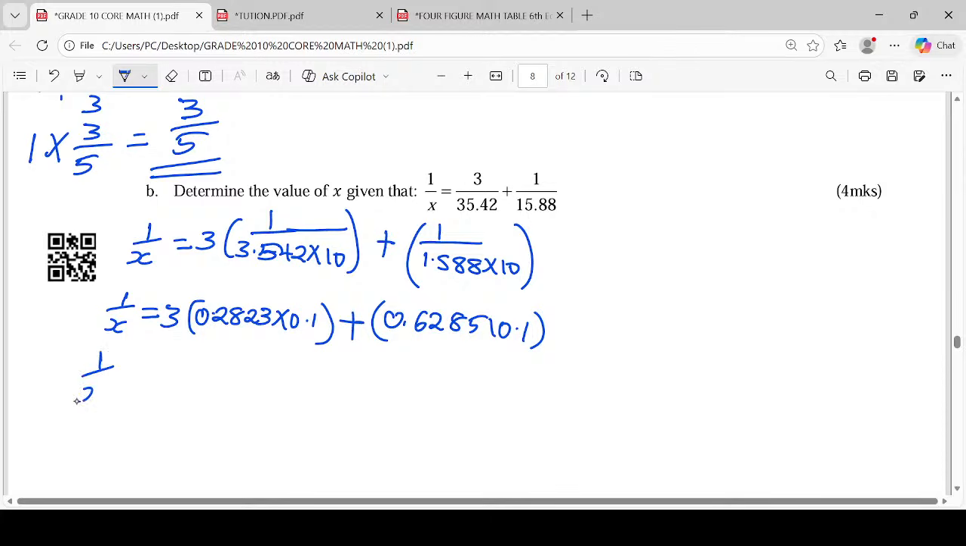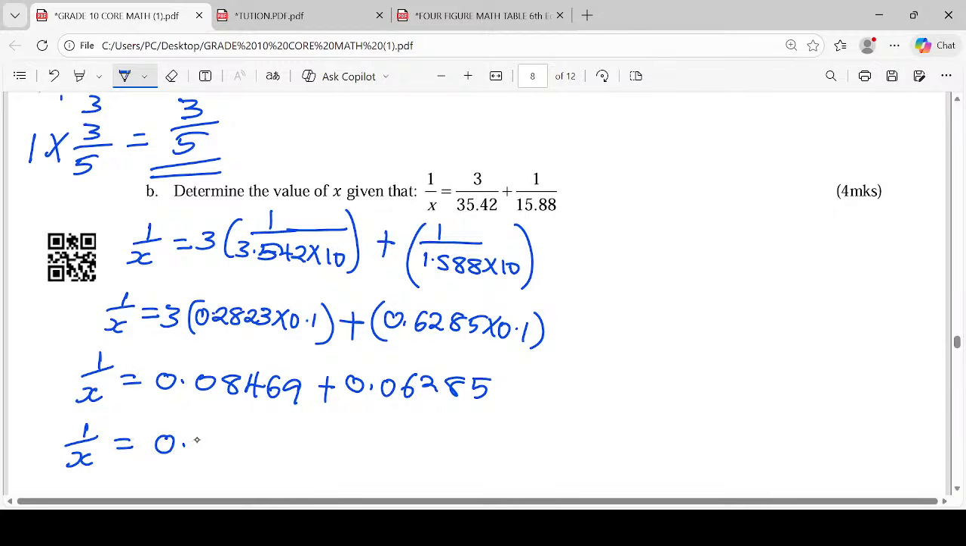So 1 over x will be equal to, when you take 3 times 0.2823 times 0.1, 0.08469 being added to 0.06285. When you do this addition, you are going to get 1 over x being equivalent to 0.14754.